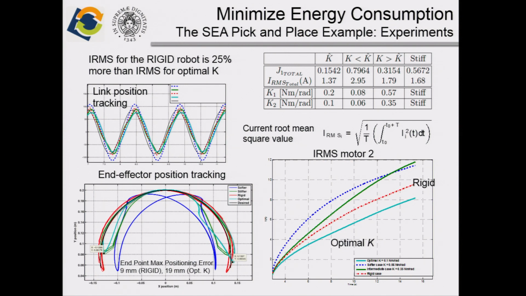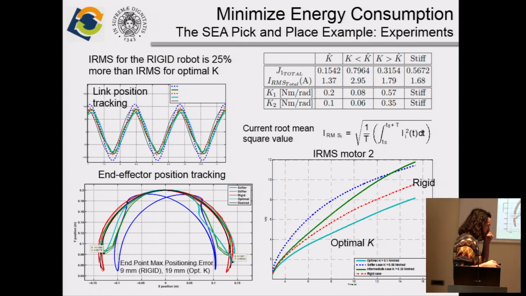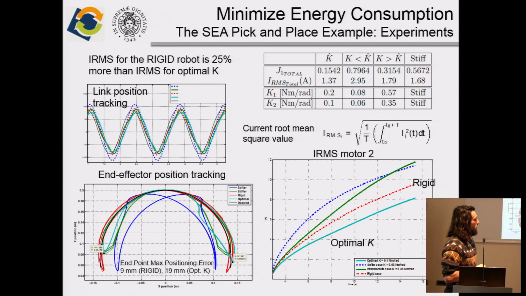Okay, and here we can see experimental measurements of the current of the manipulator that performs the pick and place task. The red line represents the rigid manipulator, so the manipulator in rigid configuration.